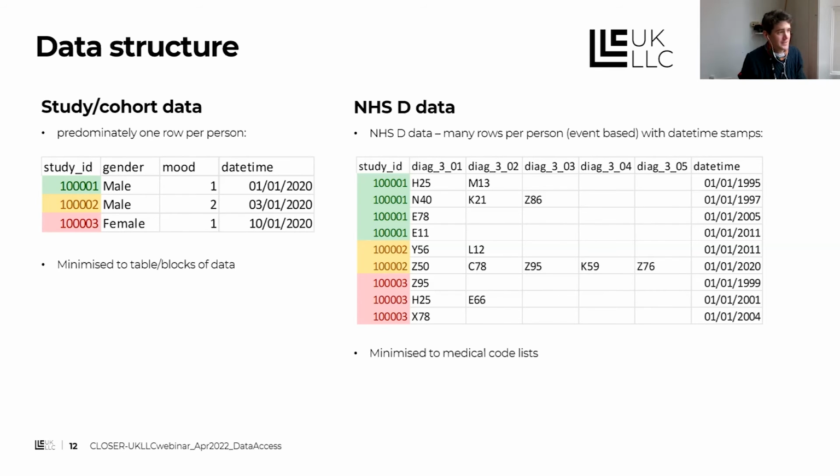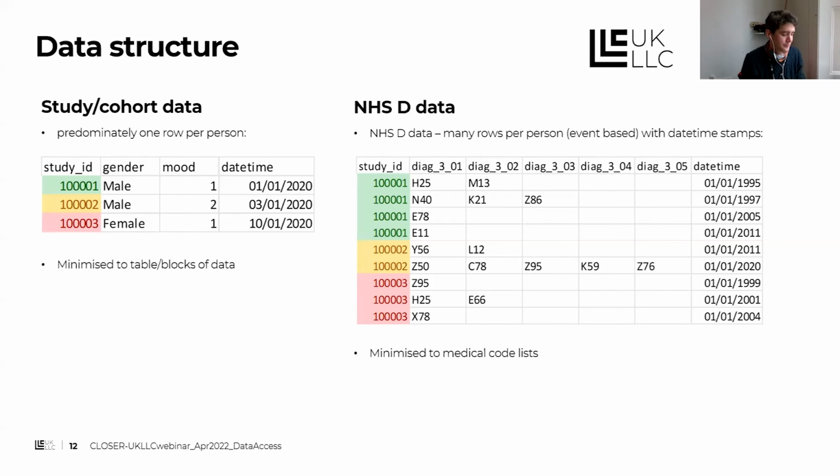The NHS data is predominantly many rows per person. It's event-based, it's long data, and it has timestamps. Therefore, you get several rows per person, with an associated time date stamp. So person A has been to hospital 5 times for 5 different things. And this is minimized to the code lists.